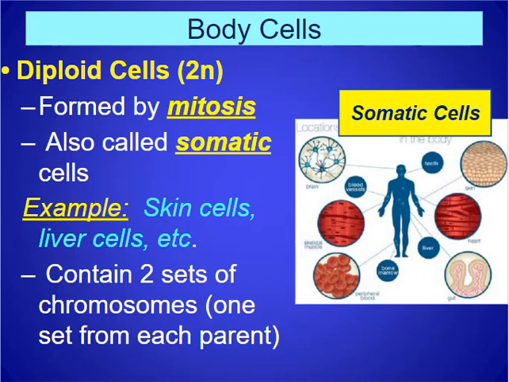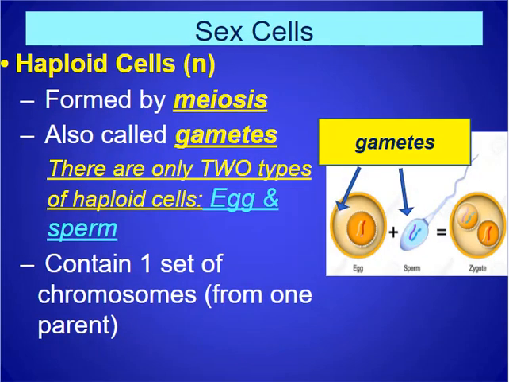Another word for body cells being diploid is 2N, because it contains two sets of chromosomes, the full set. Sex cells, on the other hand, are haploid. They are half cells, or 1N. These cells are formed by meiosis. Another word for sex cells is gametes. Examples of gametes are eggs for women and sperm for men. Sex cells being haploid means they only contain one set of chromosomes from one parent.